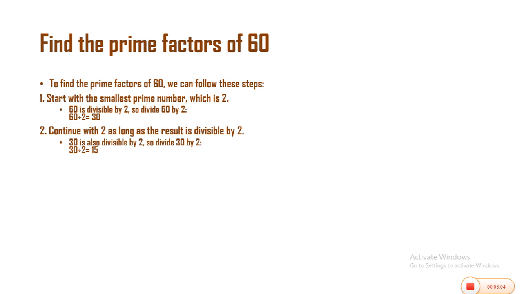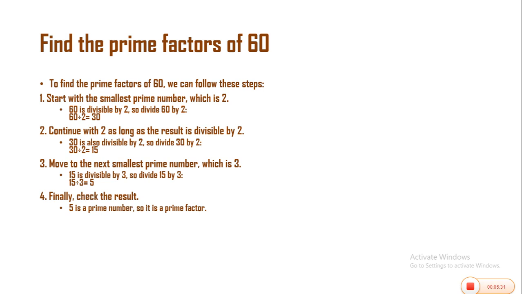We continue dividing by 2 since 30 is divisible by 2. So 30 divided by 2 is equal to 15. 15 is no longer even, so 2 can no longer divide 15. When 2 divides 15, we're going to have fractions. So I'm moving to the next smallest prime number, which is 3. 15 divided by 3 will give us 5. 3 cannot divide 5 without fractions, so we go to the next smallest prime number, which is 5. When we divide 5 by 5, we get 1, and we've come to the end of the division.